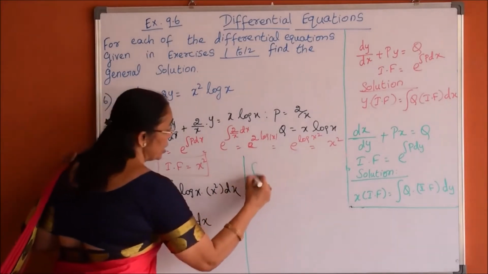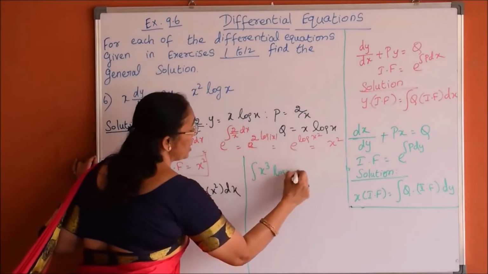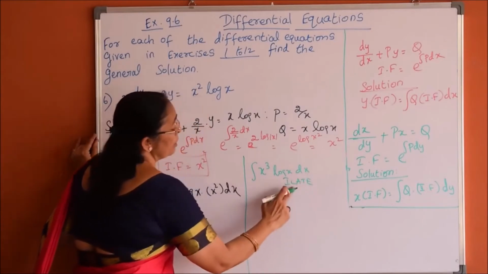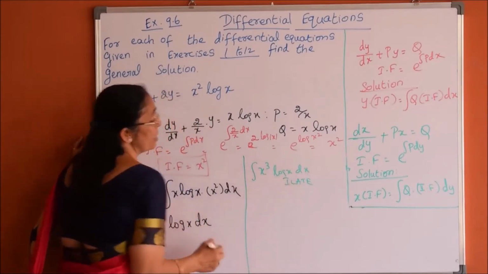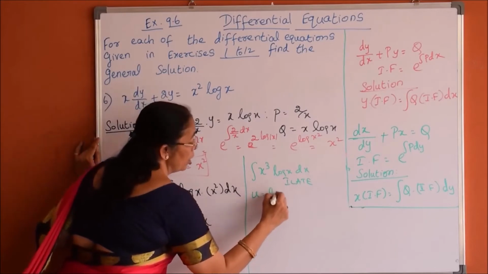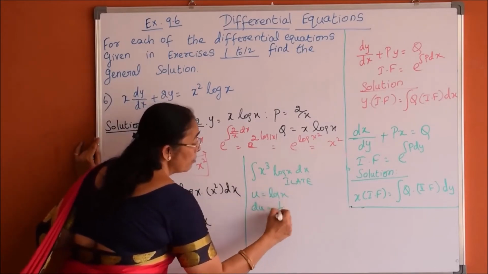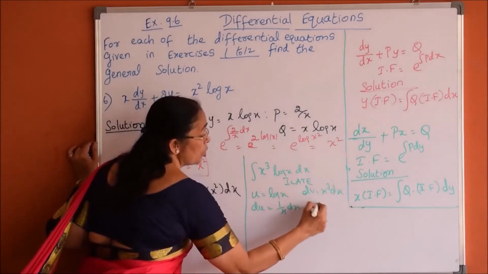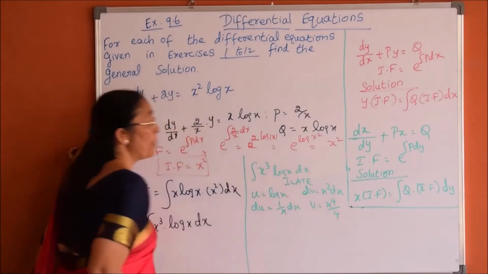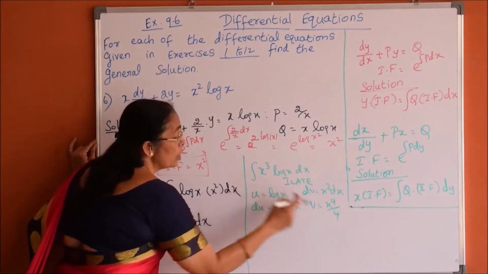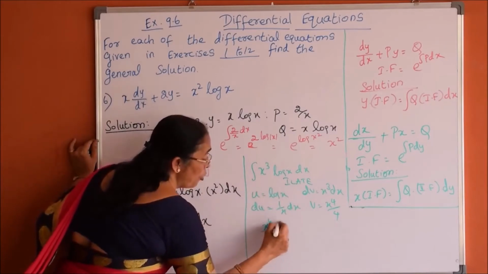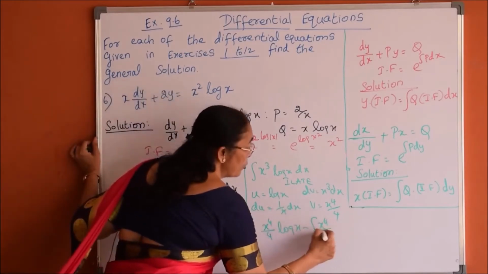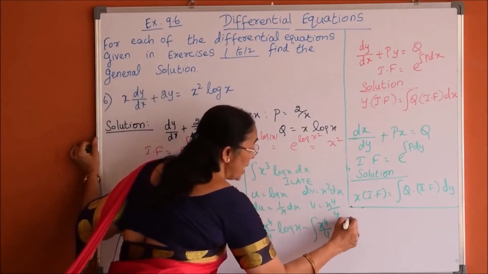So for the integration of x cube log x dx, by the ILATE rule, the logarithmic function is the first function and the algebraic is next. So the u function is log x, so du will be 1 by x dx. The dv function is x cube dx, so v is equal to x power 4 by 4. Now the integration is uv, x power 4 by 4 of log x, minus integration of v du, x power 4 by 4 into 1 by x dx.